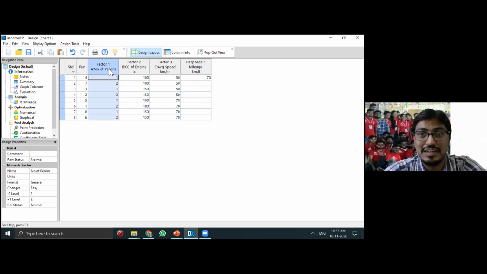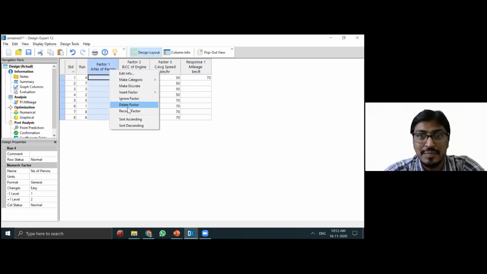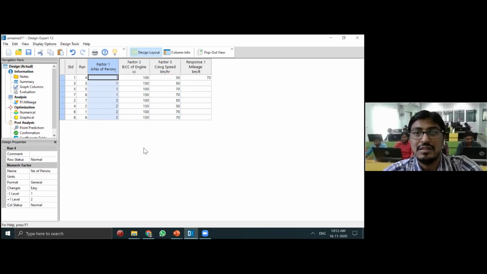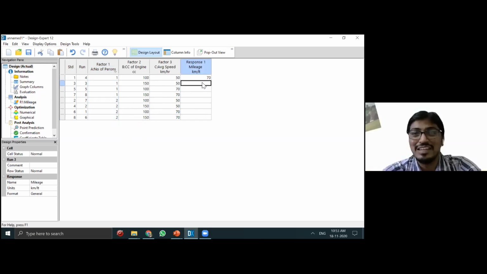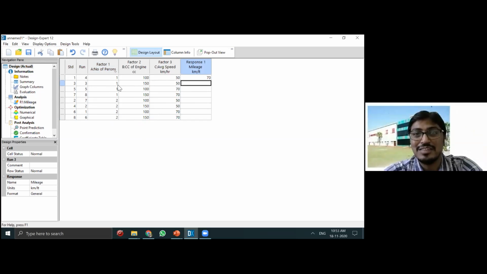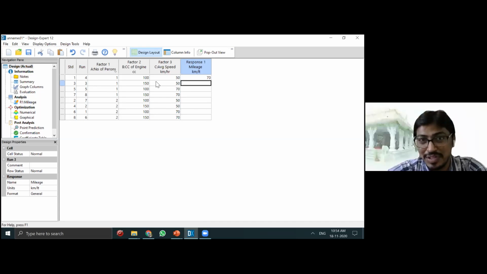What happens is if I right click here and just change like this, it will be 1 1 1 1 and 2 2 2 2. So please never concentrate on the numbers or the run orders here. What I'm saying is just concentrate on the levels for that particular run.